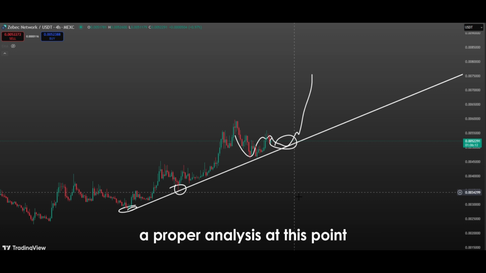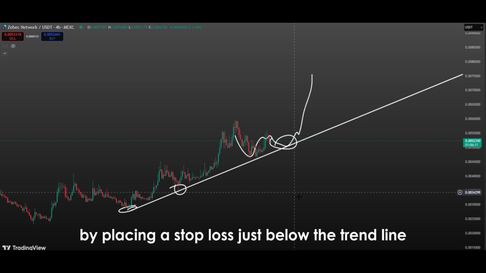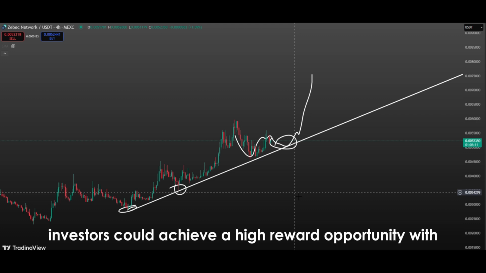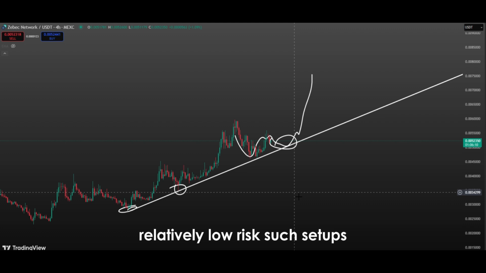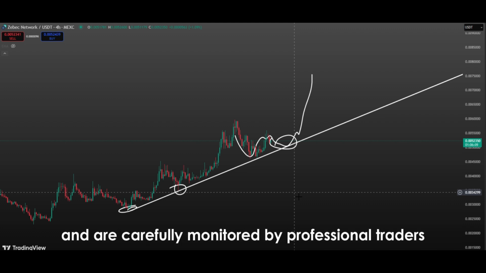A proper analysis at this point could offer investors a very advantageous entry point. By placing a stop loss just below the trend line, investors could achieve a high reward opportunity with relatively low risk. Such setups typically offer a favorable risk-reward ratio and are carefully monitored by professional traders.